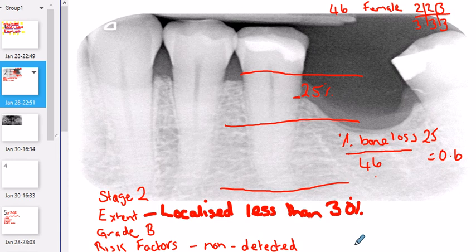The current status of the disease. You would look at the periodontal charting for this and the bleeding on probing. At this stage, the patient has less than 10% bleeding in the whole mouth. Okay, so there's less than 10% bleeding, therefore it is stable.